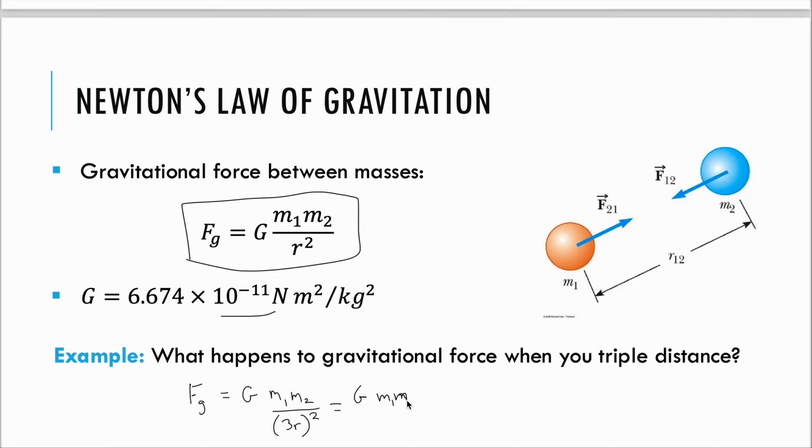We're going to have G m1 m2 over 9r squared. Go ahead and bring the factor of 1/9 to the front. We're going to have 1/9 G m1 m2 over r squared. When we write it this way, we can see that the new force, when you triple the distance, is 1/9 times the original force. So we can see that increasing the distance between masses is going to reduce that gravitational force. And that's it for this Chapter 6 review video.